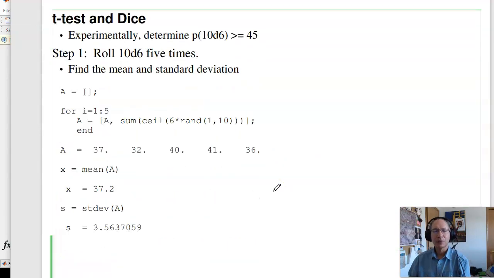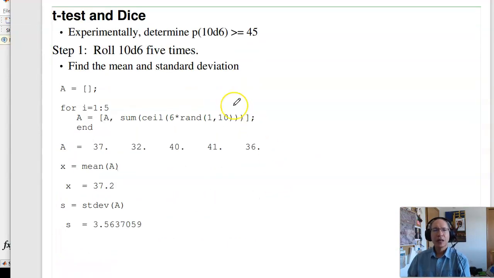So for example, let's experimentally determine the probability of a level 10 fireball doing 45 damage or more. Well, what you do is you roll the dice. So let's just roll them 5 times. If I roll the dice 5 times, here's what I got. I got a 37, 32, 40, 41, 36. For my data, find the mean, find the standard deviation. That's MATLAB's commands mean and std. I've got these 2 numbers.